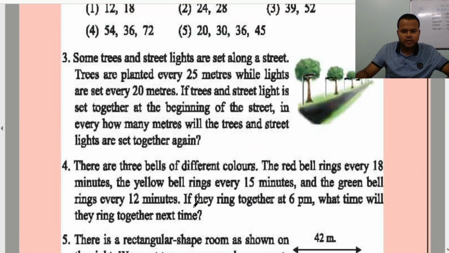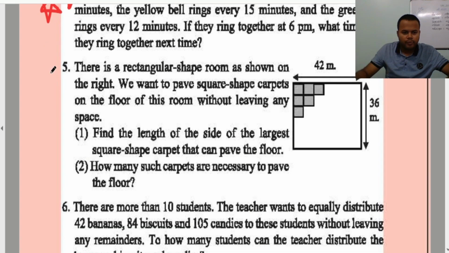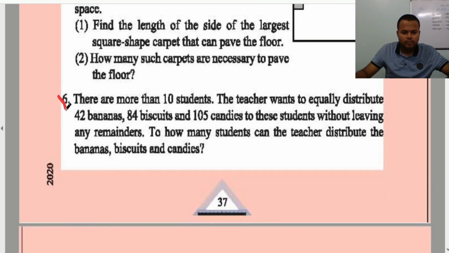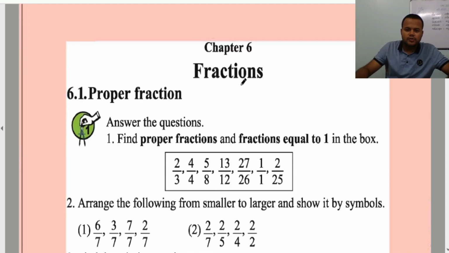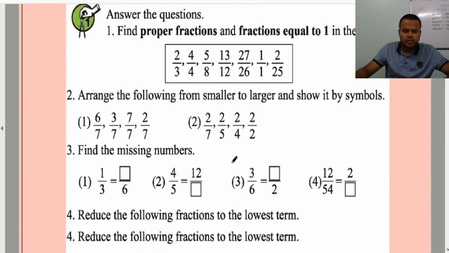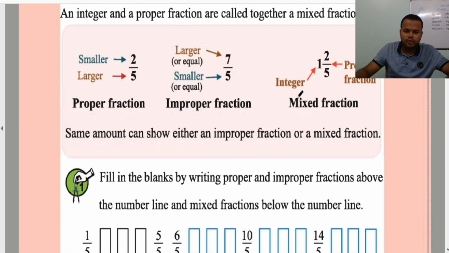Now chapter 5, here question number 3 is very important. Number 4, I have given double star here. Okay, now number 5, number 6, this one is also very important. That is chapter 5. Okay, now chapter 6, fractions. Different types of fractions here: proper fraction, improper fraction, mixed fraction.